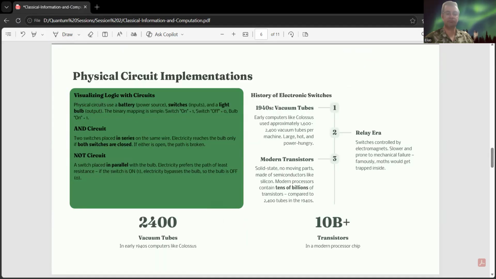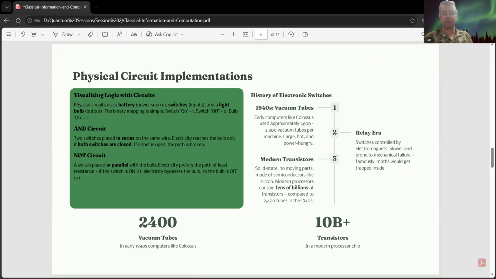So yeah, again, I talk a little bit about the history of the computers. Back in the 1940s, we had vacuum tubes that used approximately 1,600 to 2,400 vacuums per machine. They were extremely large. We're talking about the size of an entire room, or even bigger than that. And they were power hungry, of course.